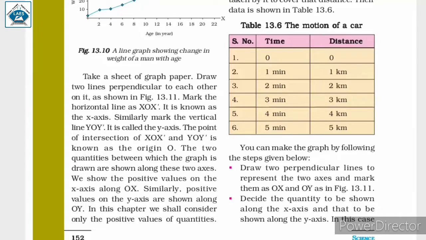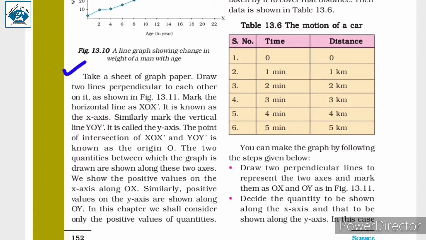Hello students, let us continue chapter 13 Motion and Time. In the previous class we discussed measuring speed and also saw the introduction of the distance time graph. We know that the distance time graph is a line graph. In today's class we will learn how to make such a graph.